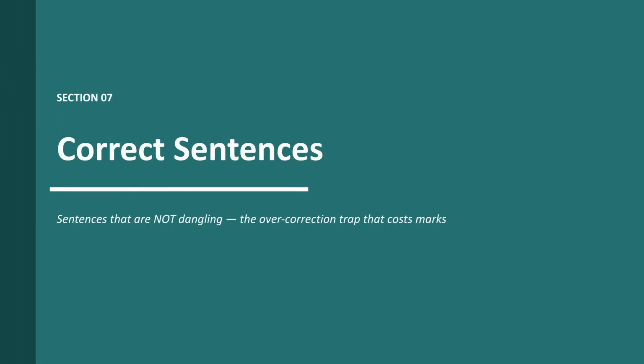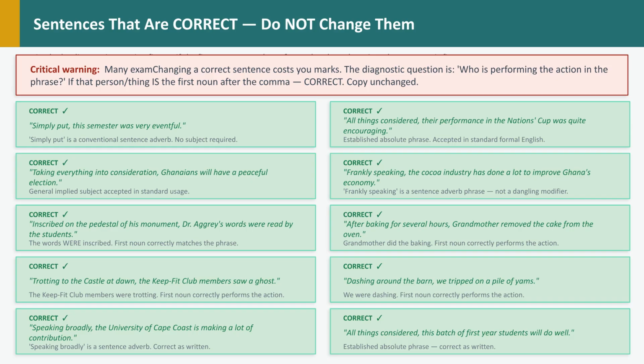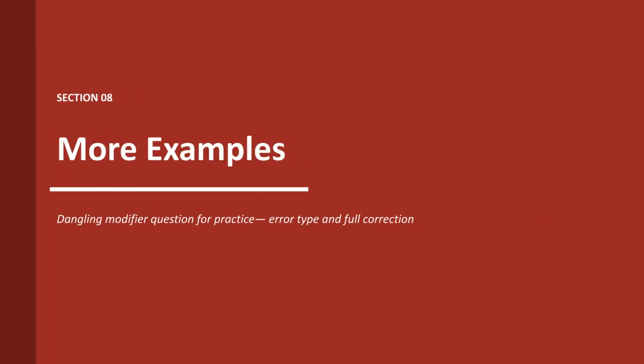Section 7 addresses the "overcorrection trap" by looking at sentences that are already grammatically correct and should not be changed. These examples are all correct as written. Always apply the diagnostic question first. If the first noun after the comma logically performs the action or fits the phrase, the sentence is correct and requires no modification.